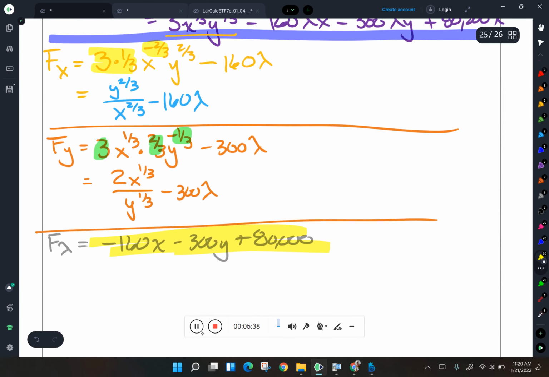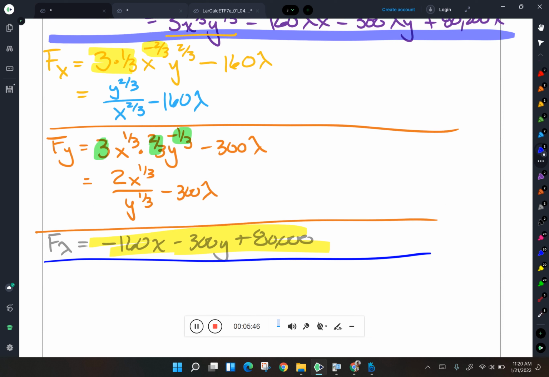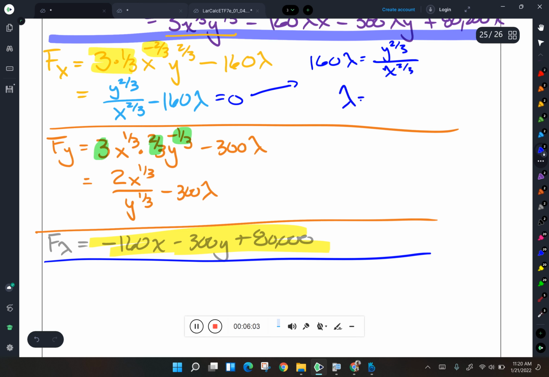And now I'll start trying to do some algebra here to set these equal to 0 and solve. Well, what has worked every single time in the past, I'm just going to redo. If this is equal to 0, then I'll just solve for lambda. That gives me 160 lambda is equal to y to the 2/3 over x to the 2/3, or lambda equals y to the 2/3 over 160 x to the 2/3. Okay. Same logic here.